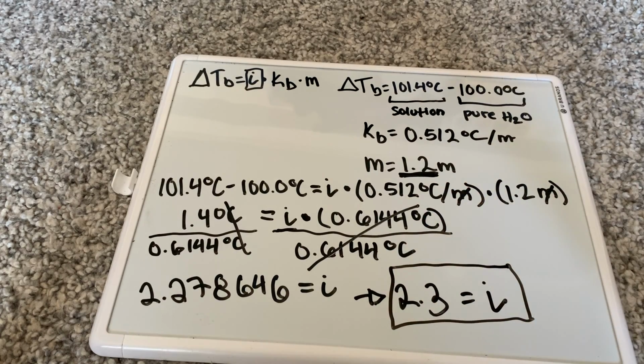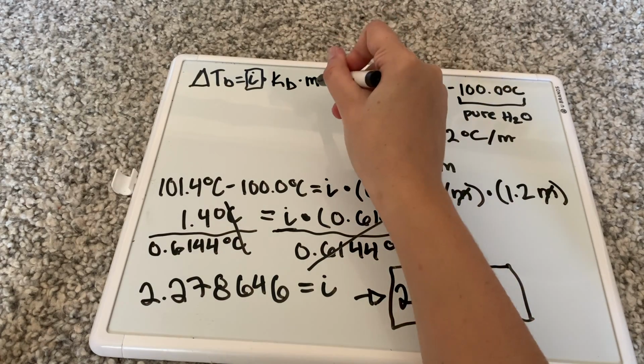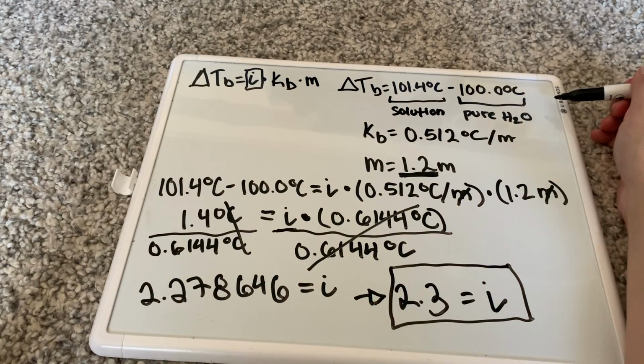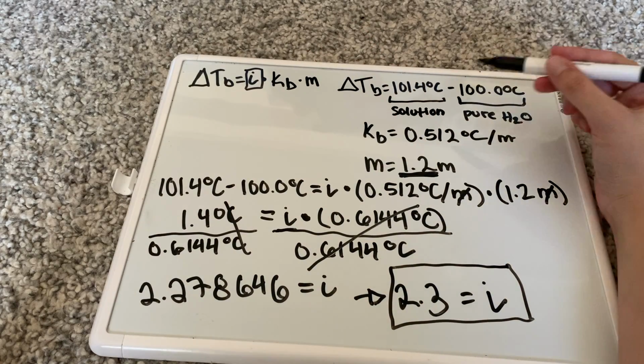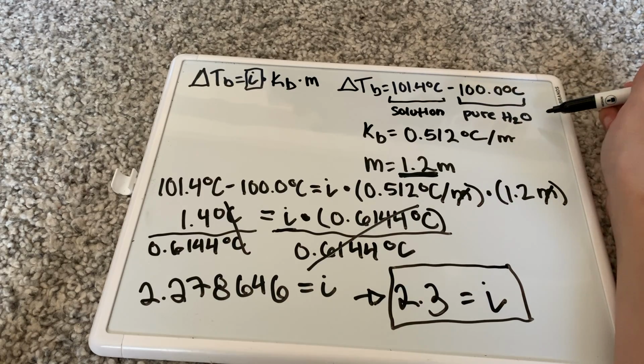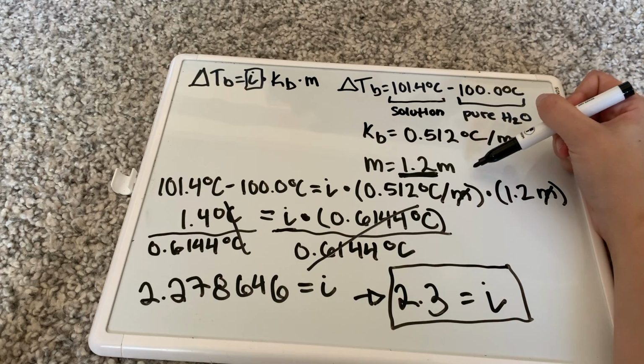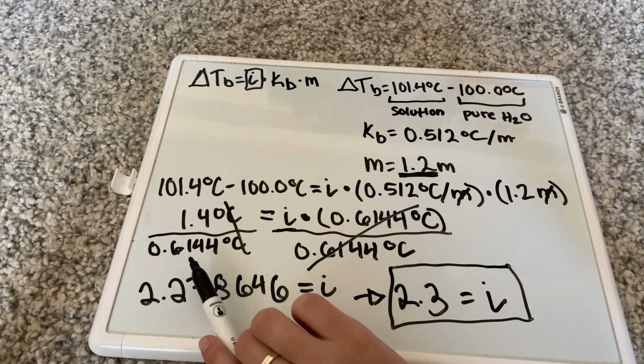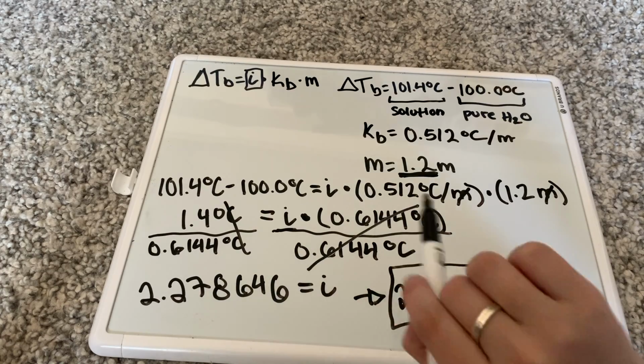So let's review how we solved this problem. First, we wrote down the equation we knew we were going to have to use. Then we figured out the change in the boiling temperature, which was the boiling point of the solution minus the boiling point of the pure solvent. We wrote down the known value for K boiling of water and the molality as it was given to us in the problem. With all our variables defined, we input the values into our original equation and solved for i.